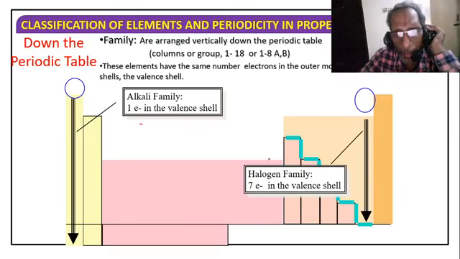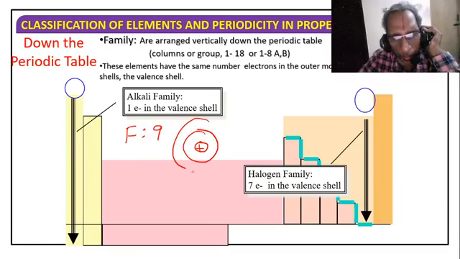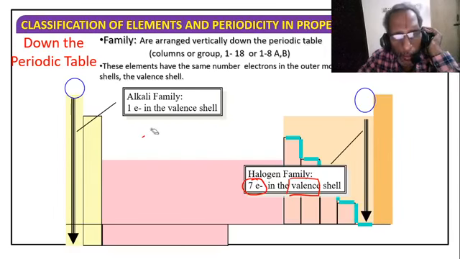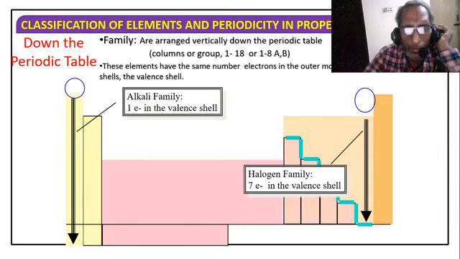Whereas the halogen family, let us take the simplest halogen, fluorine. Fluorine's atomic number is 9. Write the electronic configuration: nucleus, then first shell, then next shell. The first shell has 2 electrons. The next shell has 7 electrons. So in all the halogens, the outermost shell contains 7 electrons. The outermost shell is called the valence shell. So the valence shell has 7 electrons. That is why they are the halogen family.